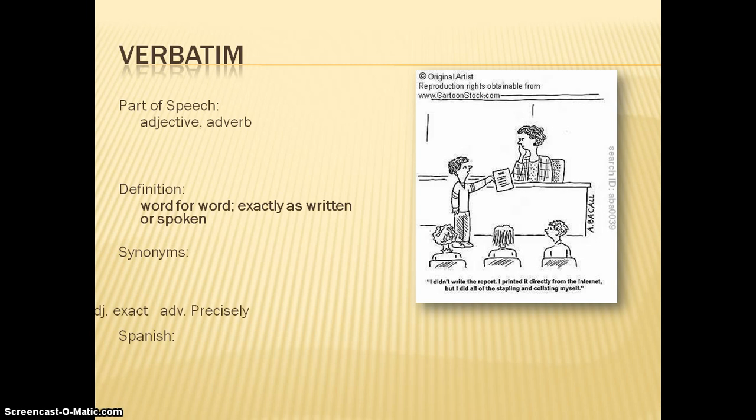Verbatim. So verbatim is to repeat word for word exactly as something is written or spoken. And the cartoon here says, "I didn't write the report, I printed it directly from the internet, but I did all of the stapling and collating myself." So that's unfortunately what we also see sometimes, an example of plagiarism. Plagiarism is taking something verbatim, word for word, and using it as your own. It can be, you quote something verbatim, so maybe you have a favorite movie and you quote certain phrases over and over, you're quoting it exactly as it is said in the movie.